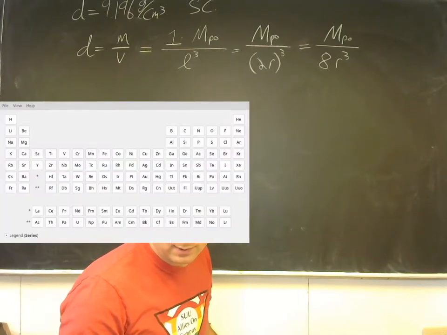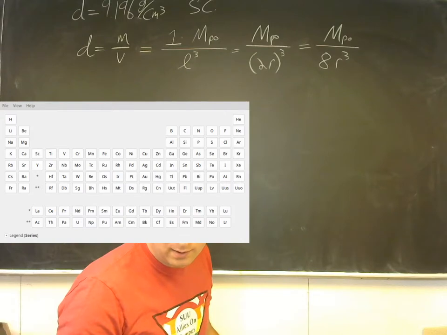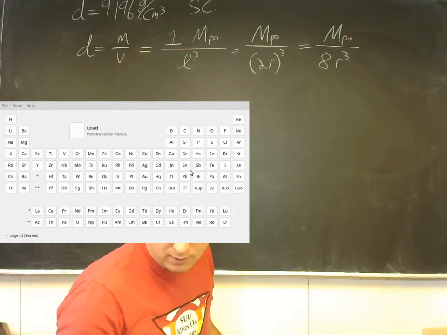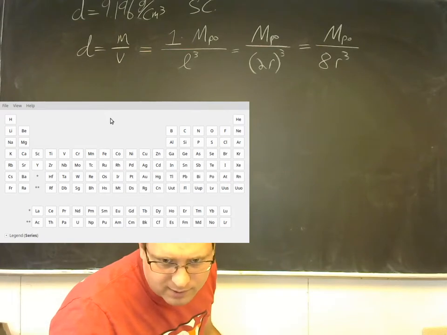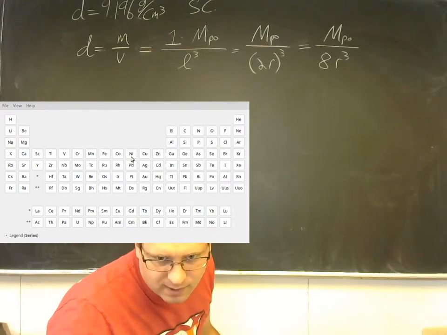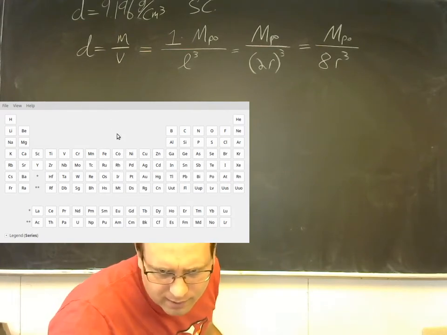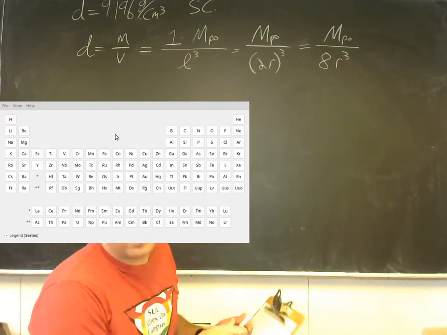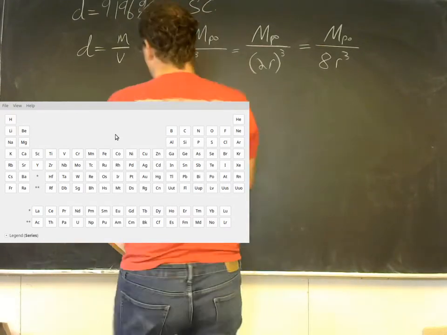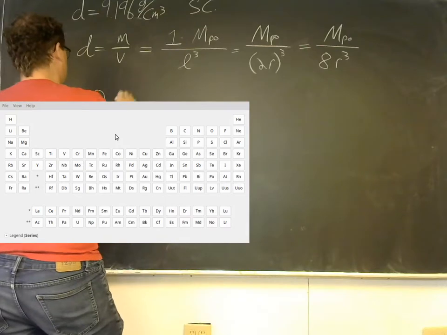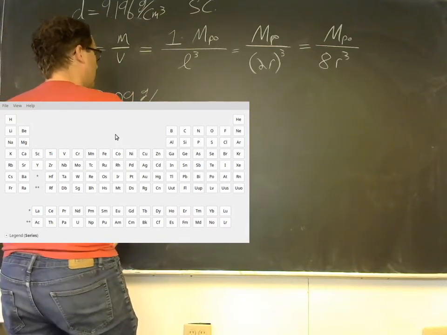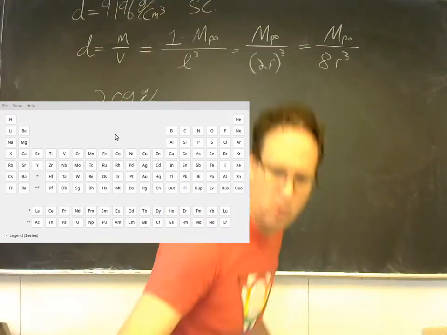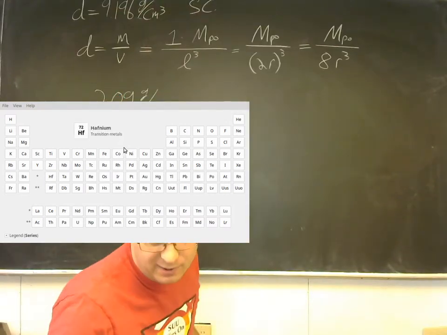There it is. Okay, so we go to polonium and its atomic properties, and the atomic mass is 209 grams per mole. So we have 209 grams per mole. And by the way, we can see our answer.